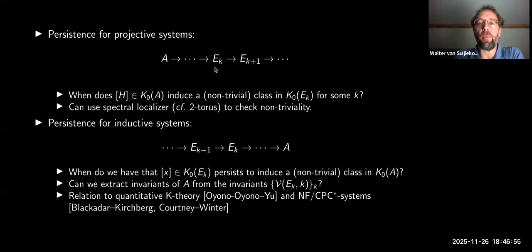So these are like, you kind of get your maps into smaller and smaller kind of compression, smaller images of the Hilbert space, close to Hilbert subspaces. And then you may wonder, so when do I find classes back from an element which was invertible in the first place? So can I capture these K-theory elements at that level? And can you then check, for instance, using the spectral localizer, that they are indeed non-trivial if they're still there?